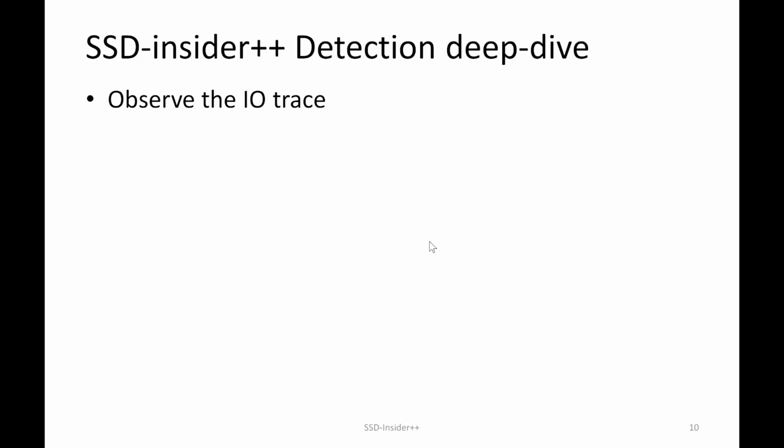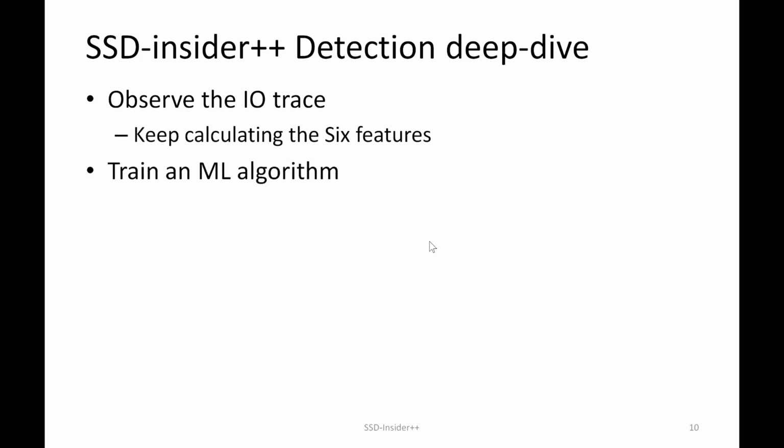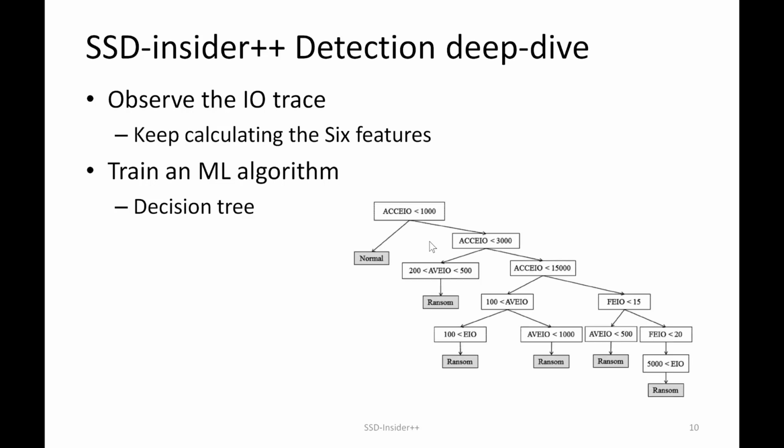Their overall approach is to observe the IO trace, keep calculating these 6 features, and give these calculated features to a trained machine learning algorithm. So instead of going for a complex algorithm like an SVM or LSTM, they have proposed to use a simple decision tree, again to reduce the computation power and also increase speed, right? Their trained decision tree looks something like this. They have used the individual metrics to decide whether further classification is needed or not, right?